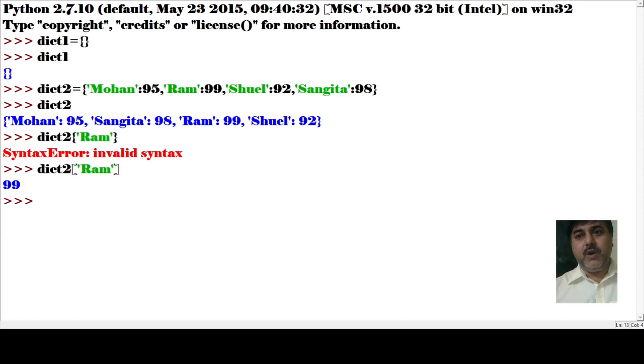Now see what we have done. What is the syntax error? It is a bracket error. We gave the key within round brackets. Now if you want to take out the value, we have to give it in square brackets. So dict2, then square brackets, then single quotes, Sangita, close it and press enter, and we get 98. This is how we can find those particular values.